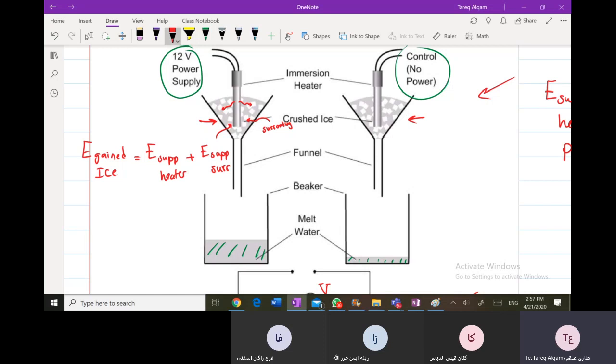Let me explain it in other words, guys. First of all, I can't measure the heat supplied from the surroundings. There is no way to measure it. This amount of heat supplied by the surroundings will cause an error in my measurement of the specific latent heat. In this setup, guys, this is a controlled setup. Here we have heat transferred from the surroundings only.